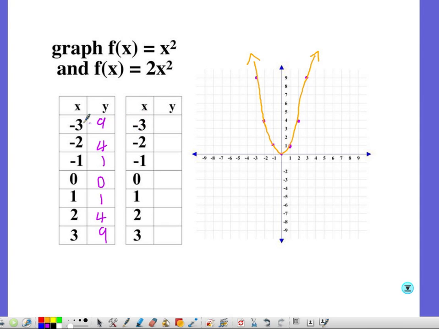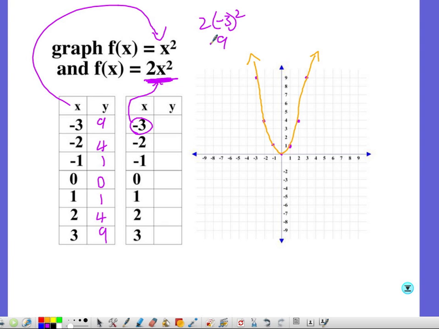Here, this table we used for the function x squared, which we did pretty quick because we already did it before. This table we're going to use to figure out the ordered pairs for 2x squared. So we're going to take our input of -3, plug it in for x, and that's basically 2 times -3 squared. -3 squared is 9, so we have 2 times 9, which is 18. So we basically took this number and multiplied it by 2.